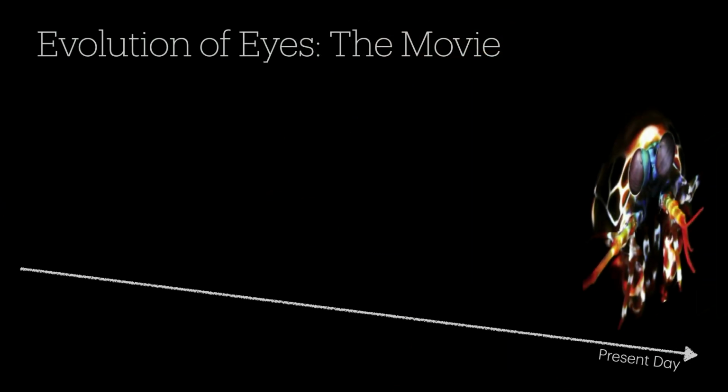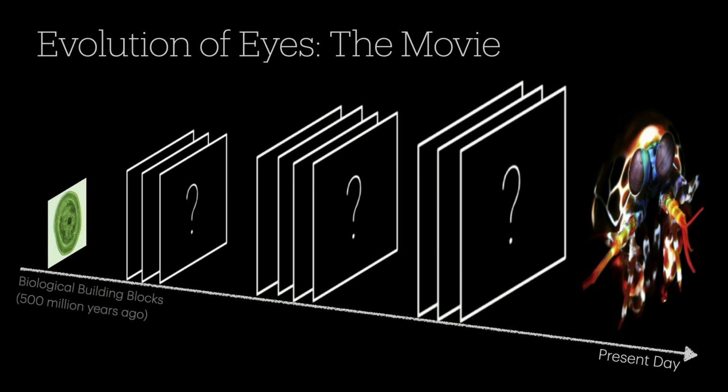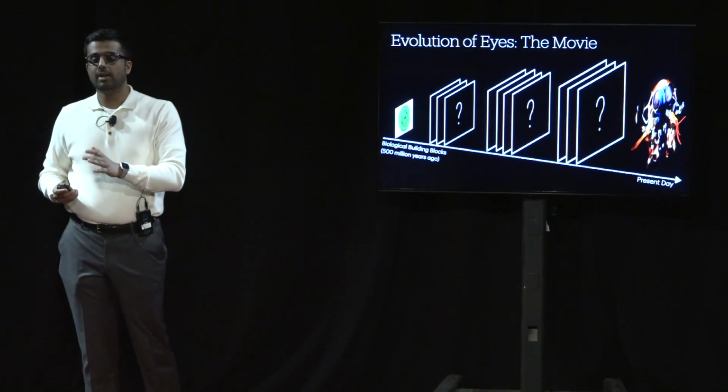We know the building blocks of this whole movie. And this movie of evolution started 500 million years ago, from cyanobacteria, the building blocks to life. But we kind of know how it started, and we know how it's playing out today, with a diverse set of eyes. But what we don't know is what happened in the middle.